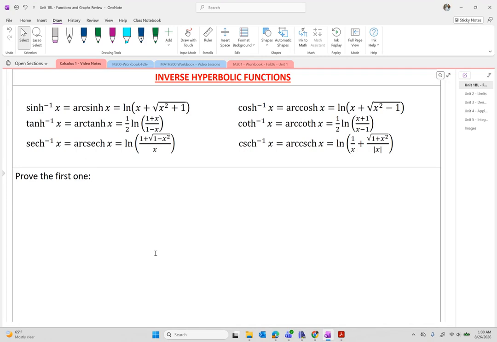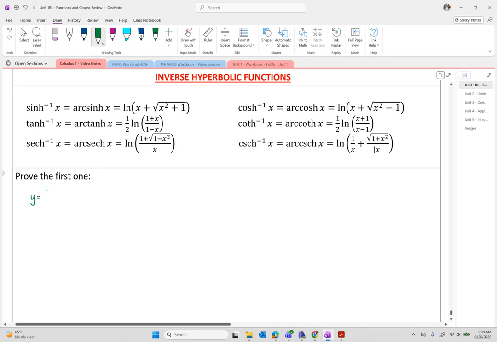If you remember, to find the formula of an inverse function, you start with the original function. The hyperbolic sine is y equals e to the x minus e to the negative x divided by 2. And from here you swap the x's and the y's. I will get x equals e to the y minus e to the negative y divided by 2. And the goal here is to solve for y.